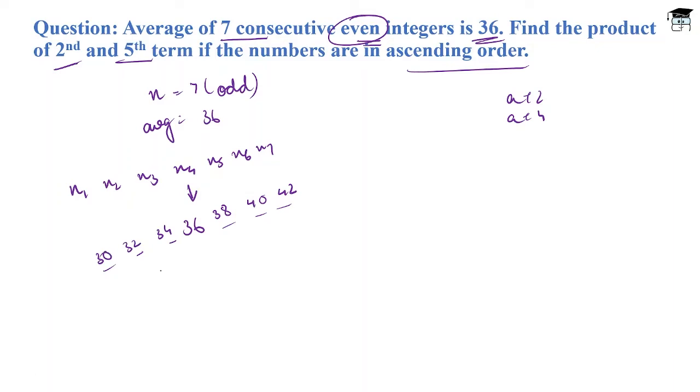Am I clear to you all? We know that in AP, that they were in consecutive even integers, that means the digits are in AP. And when they are in AP, the number is odd. So what would be the average? It is the middle term. The average is the middle term. So we know that 36 would be in middle. So we got the other digits.